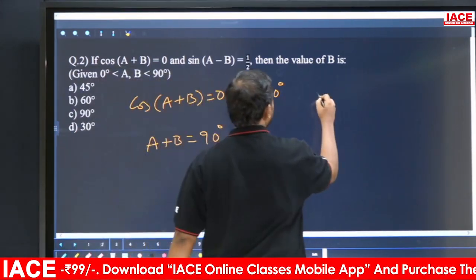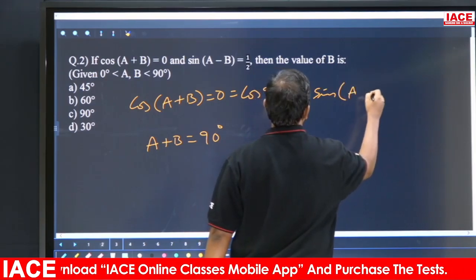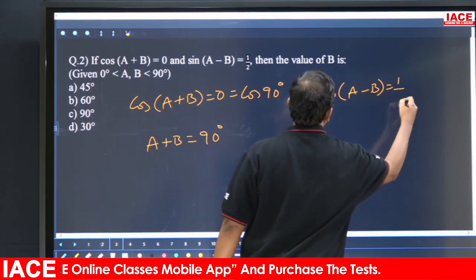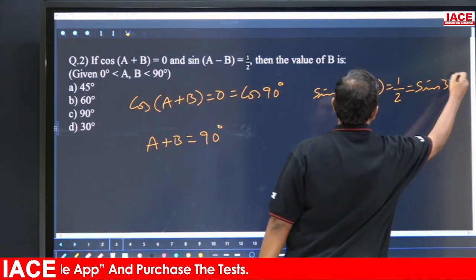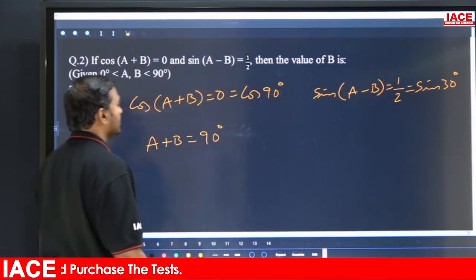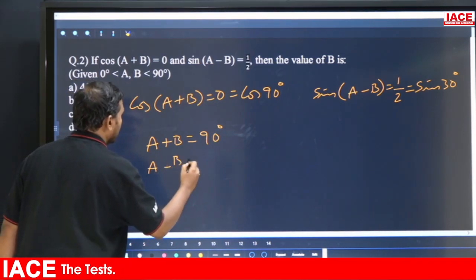Similarly, sine of a minus b, another one is given. Sine of a minus b is 1 by 2. Where is sine 1 by 2? At sine 30 degrees, right? So a minus b is how much? 30 degrees. A minus b is 30 degrees.